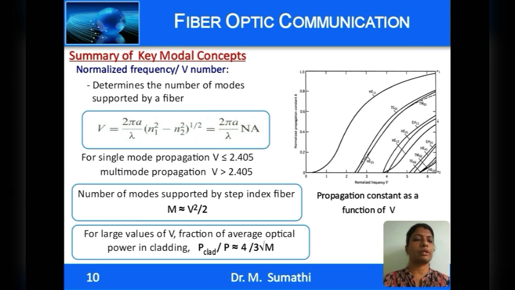So, the number of modes supported by a step index fiber is given by the expression m is equal to V square by 2, and for large values of V, the ratio of power in the cladding to the total power is given by 4 by 3 root m.